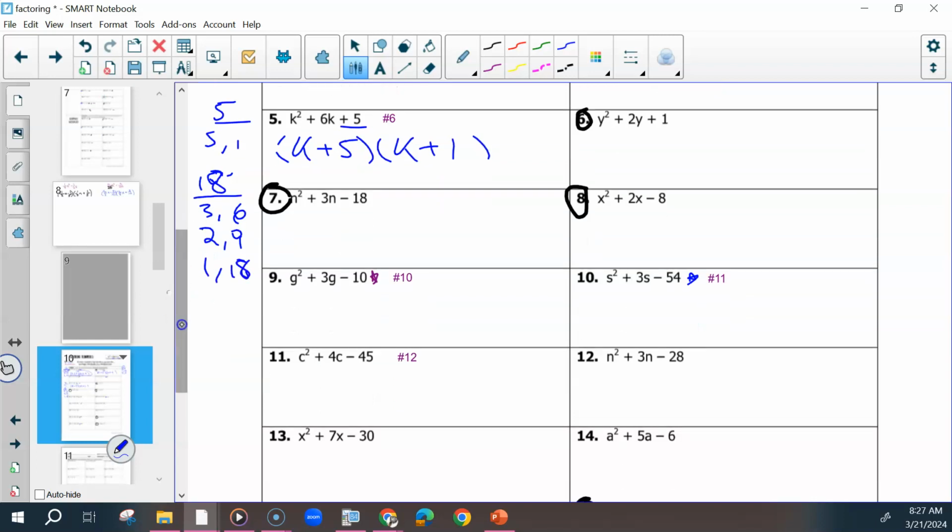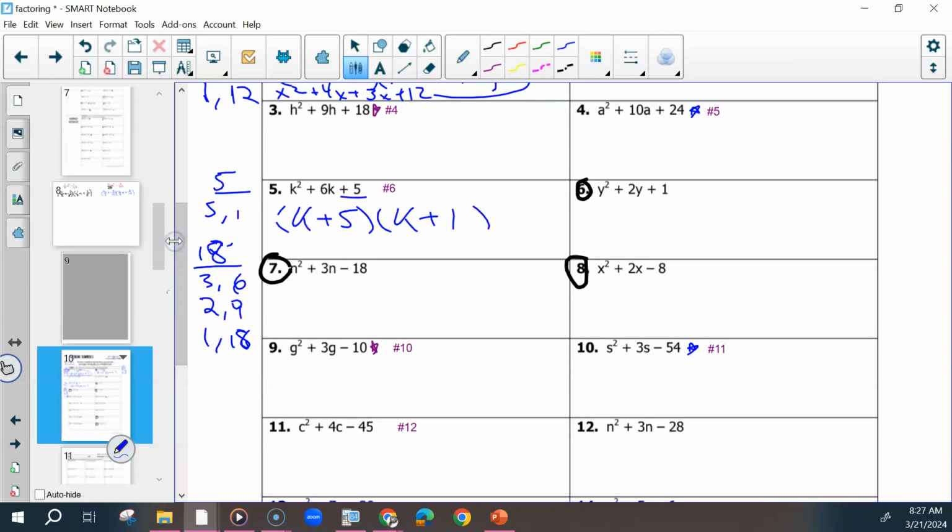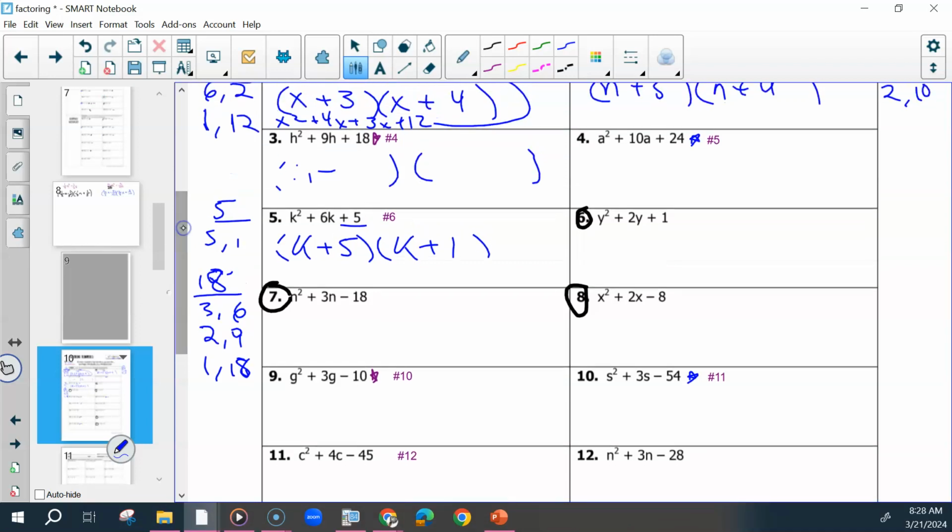If you're not sure what the factors are, start dividing whatever the number is by 1, by 2, by 3. Keep going until the numbers are close together. Or if you look in between, 4 wouldn't work, 5 wouldn't work, and then you end up with 6. So then of those, which of these would add to be 9? 3 and 6. So those 2 factors would be what? H plus 3 and H plus 6.